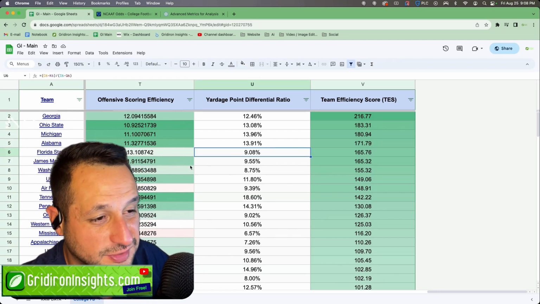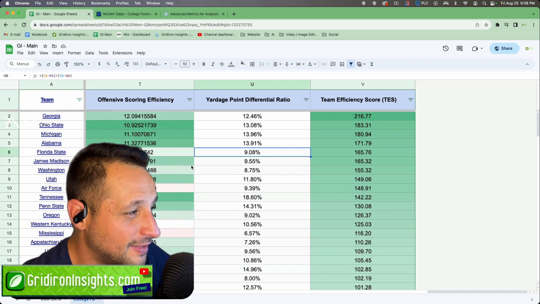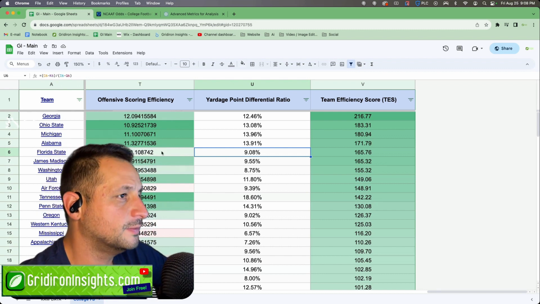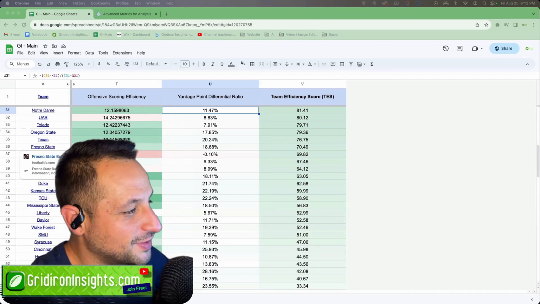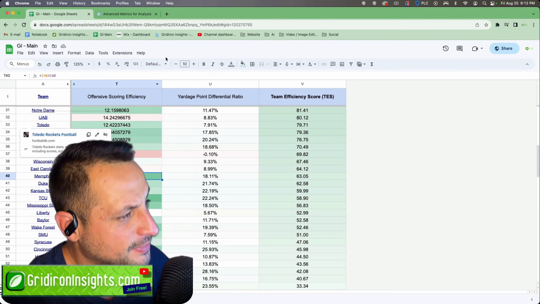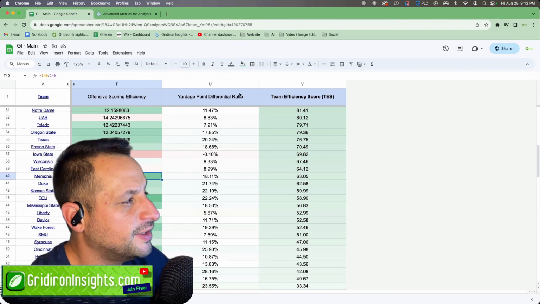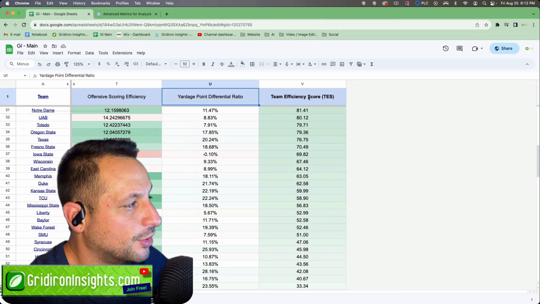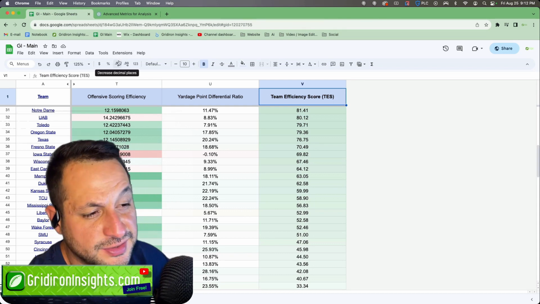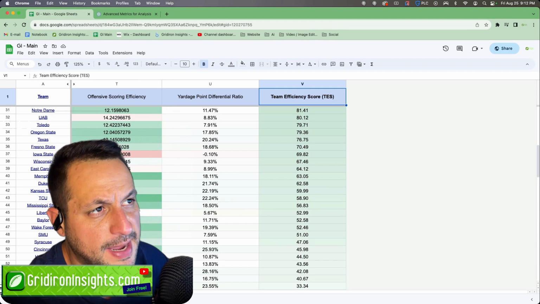So it's going to measure them all together. And if you have success in your conference, that doesn't necessarily mean that you're going to have success in the SEC. Okay, so our data set is all ready. It's ready to analyze. I'm now looking at it by team: the offensive scoring efficiency, the yardage point differential ratio, and our team efficiency score being the most important. This way it'll be easier for me to analyze these Saturday matchups.